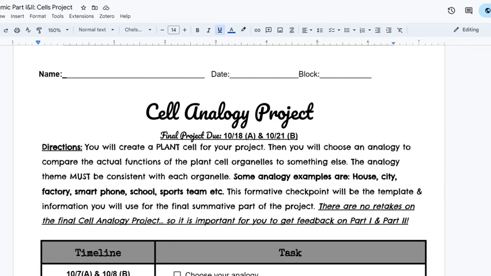So this whole packet is considered your formative checkpoint, the work that you do leading up to your final project. So this formative checkpoint will be the template and information that you will use for the final summative part of the project. There are going to be no retakes on this cell analogy project. It is a summative. So it's important that you get feedback on part 1 and 2, which is here in this packet. So I'll kind of scroll through so you can see.